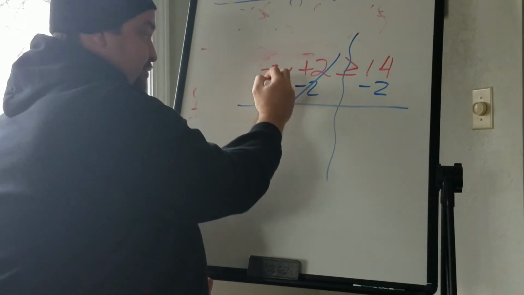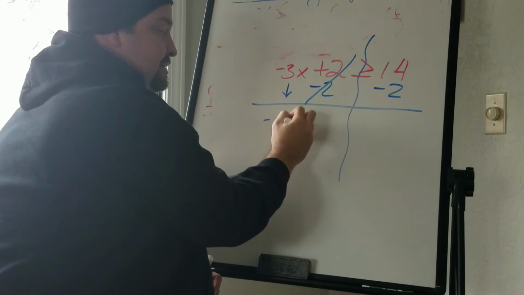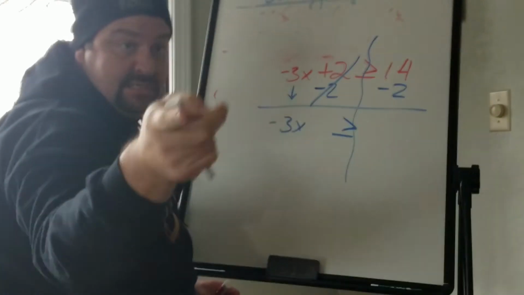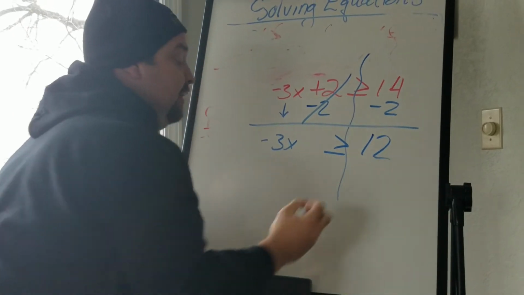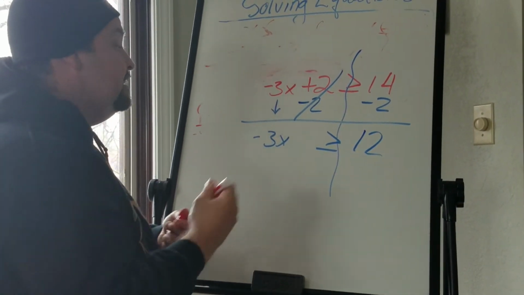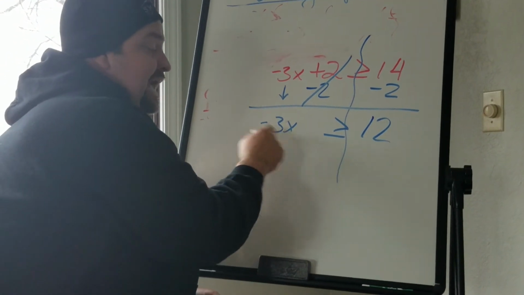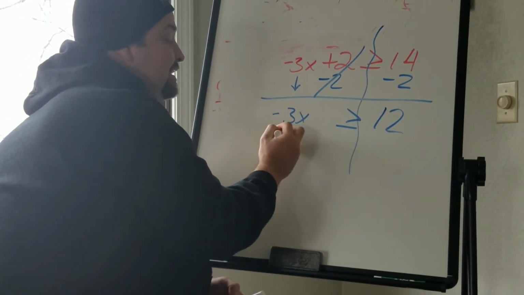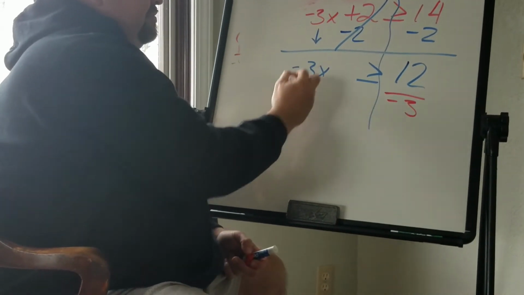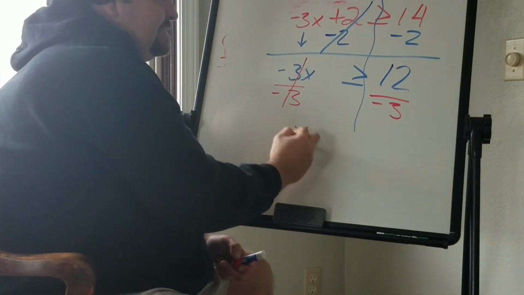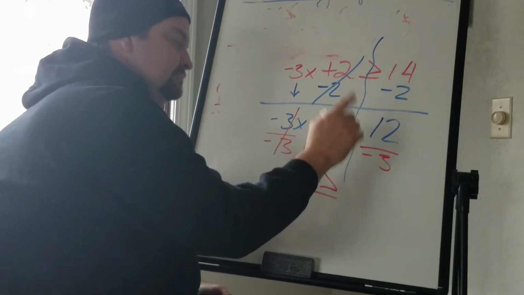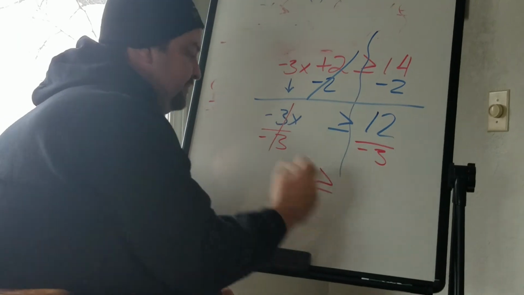These cancel out. You drop down your 3x. You have your sign. 14 minus 2 is 12. Now, this last little part here means 3 times something makes 12. This goes back to your times tables. What's the opposite of times? Divide. Divide this by negative 3, divide this by negative 3. Negative 3's cancel out. You're left with x greater than or equal to 12 divided by negative 3 gives you negative 4.